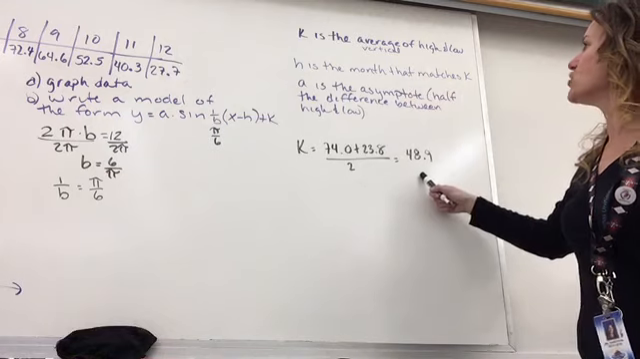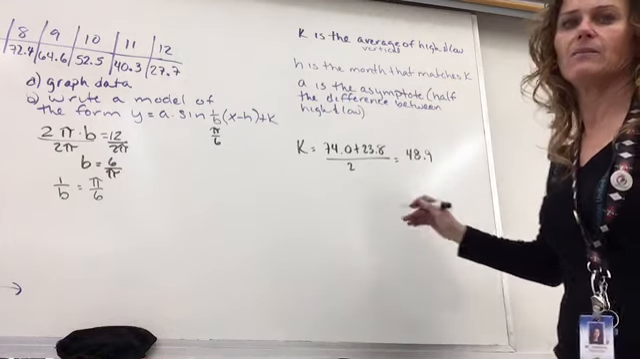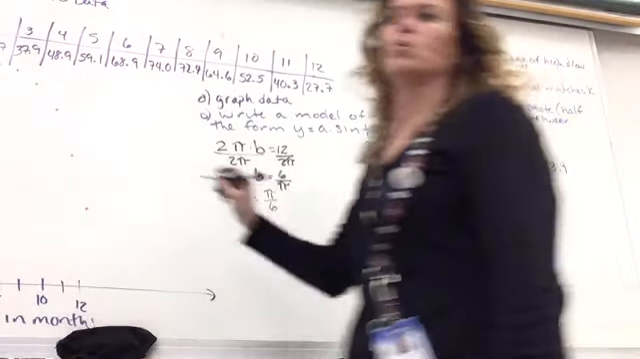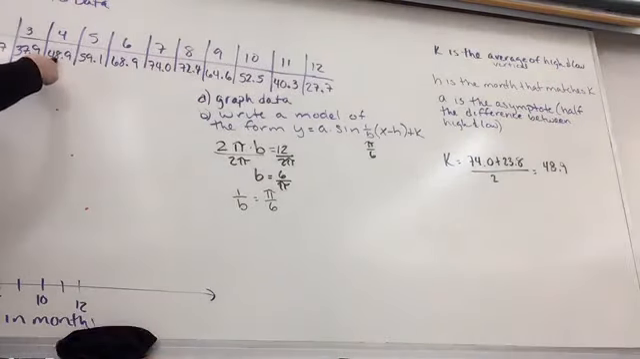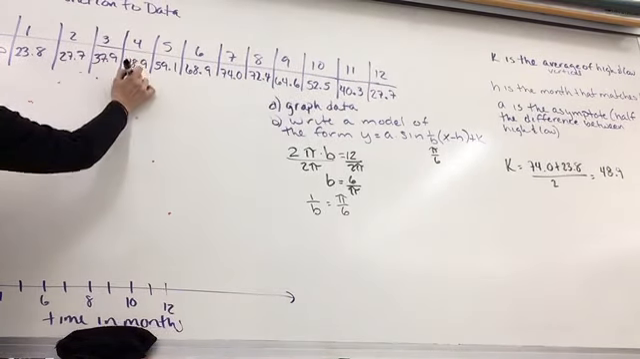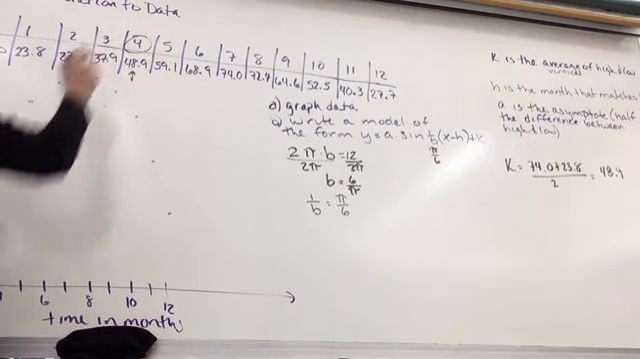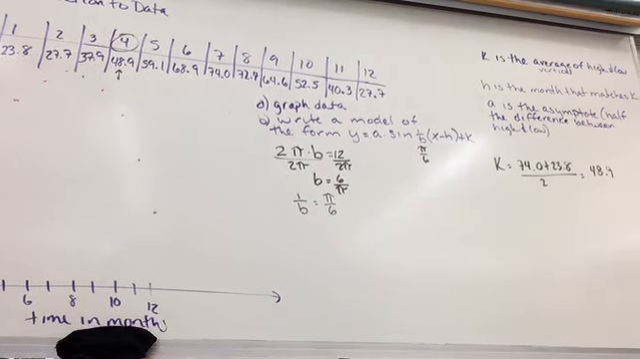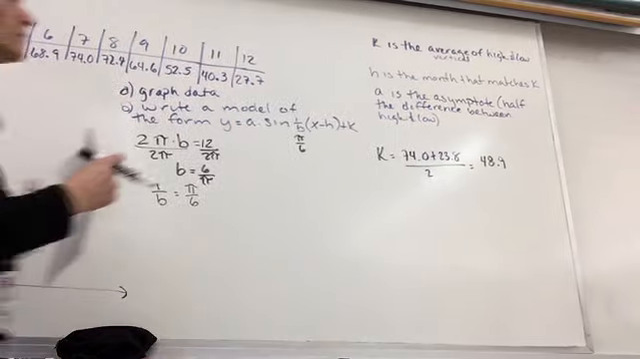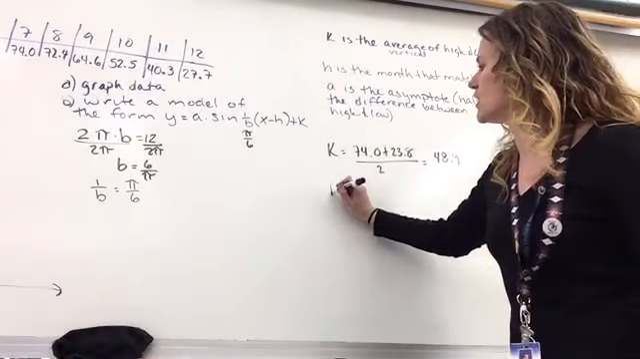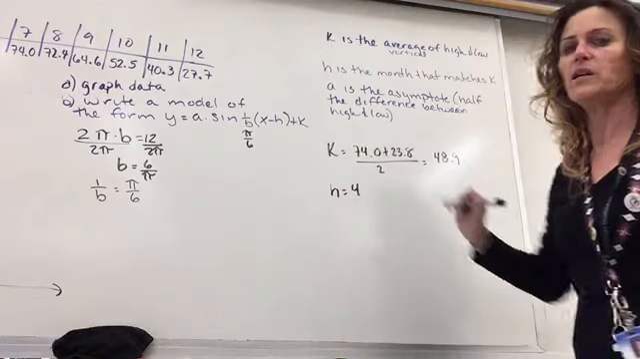H is the month that matches K. So I'm going to go back to my table. I'm looking for 48.9. Well, looking here, 48.9, probably sliding on down, is right here. That means my H value is the one that goes with that K. So H in this case is 4. So we're going back to the other side of the board. So H equals 4. Easy peasy.